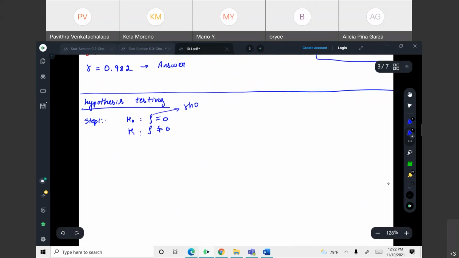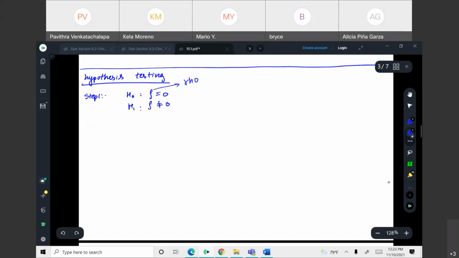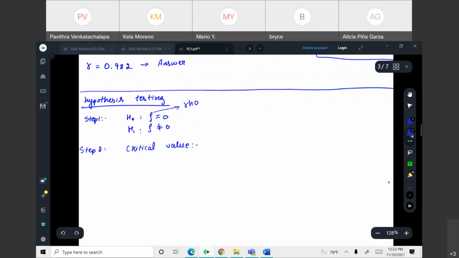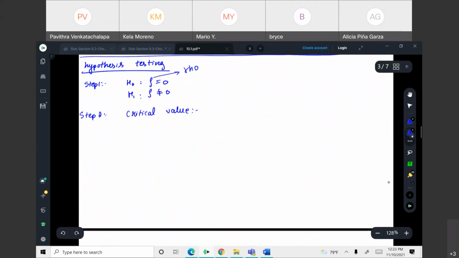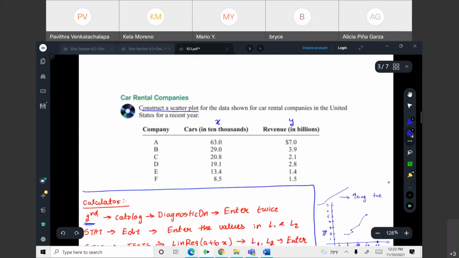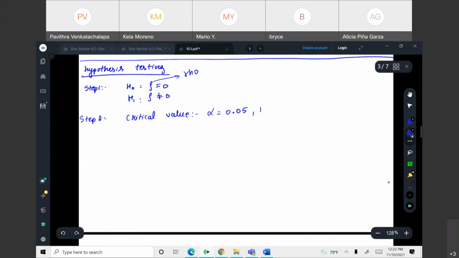Okay, now step 2 is to find the critical value. Now you have to go back to the table and find critical value. So here alpha is not given, so just take it as I'm going to give you the alpha. So 0.05 and n is what? 1, 2, 3, 4, 5, 6. So n equal to 6.